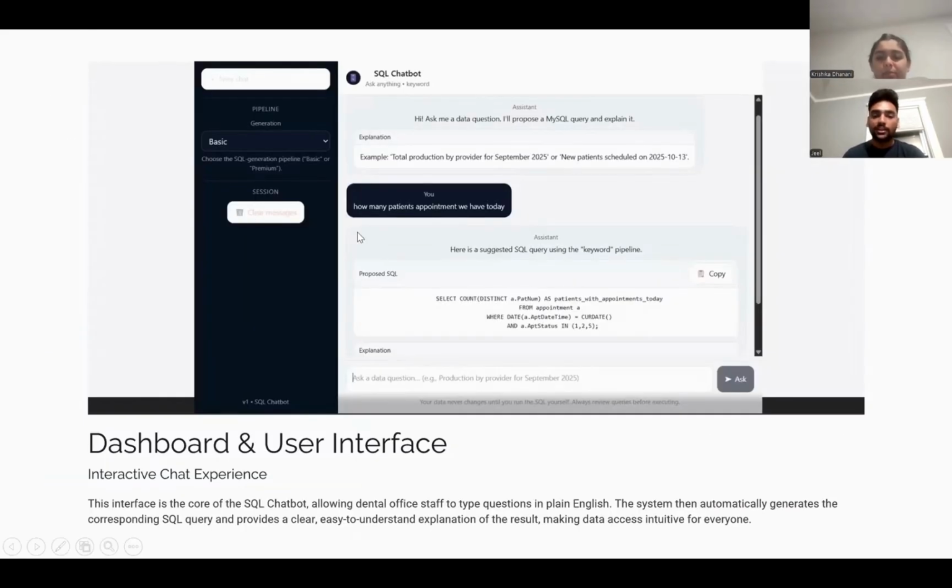This is our dashboard user interface. This interface is the core of SQL Chatbot, allowing dental office staff to type questions in simple English. The system then automatically generates a SQL query and provides a clear and easy to understand explanation of the result, making data access available for everyone.